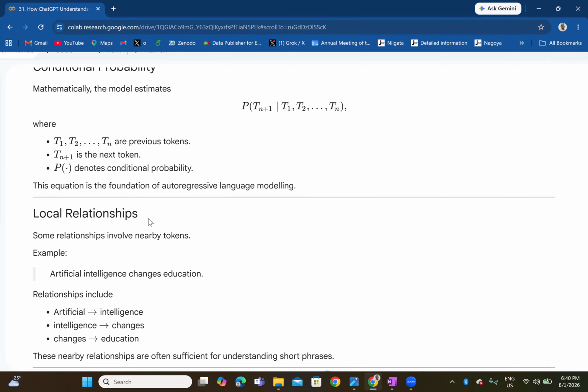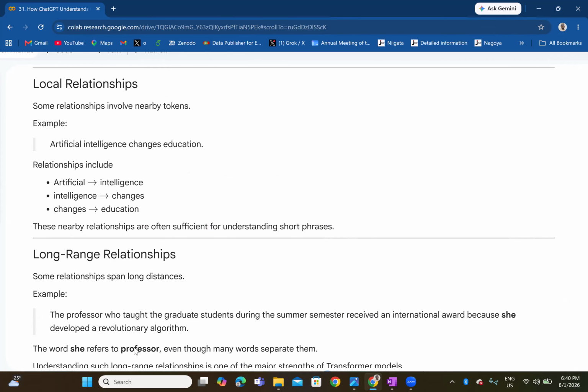And we have local relationships. Some relationships involve nearby tokens. Example: artificial intelligence changes education. So relationships can include artificial intelligence, intelligence changes, changes education. These nearby relationships are often sufficient for understanding short phrases. So we are dealing with a short phrase. These simple connections can actually give you the context of what you're dealing with.